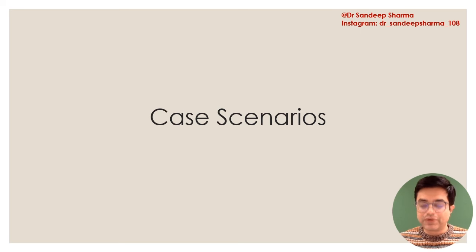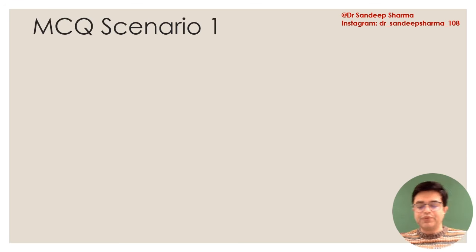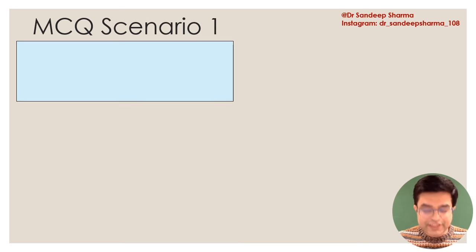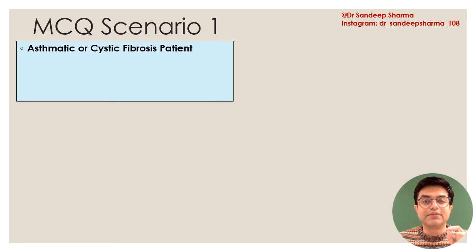Now let us have a look at some case scenarios here, right? Look at the first case scenario. This MCQ scenario, very similar to this, has been asked in INI-CET exam and of course in FMG exam. That is why we are discussing here. So the question will say, either there is an asthmatic patient or a cystic fibrosis patient. Something which is common in asthma or in cystic fibrosis.